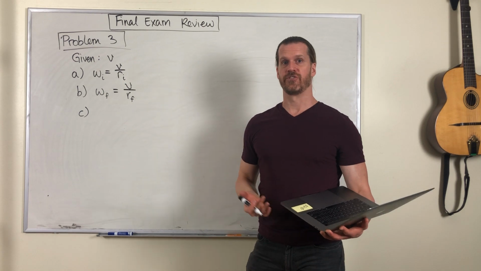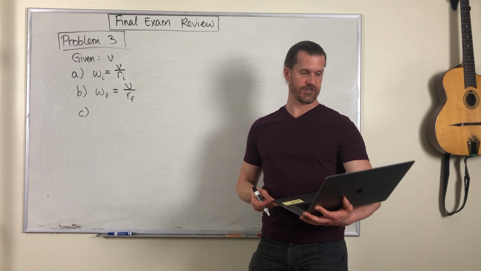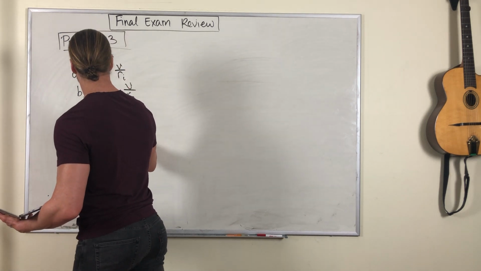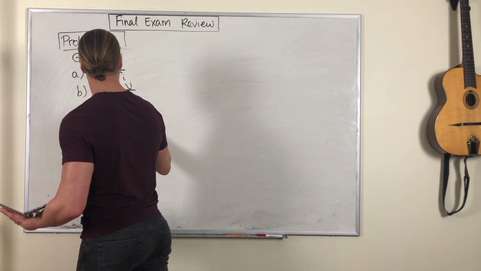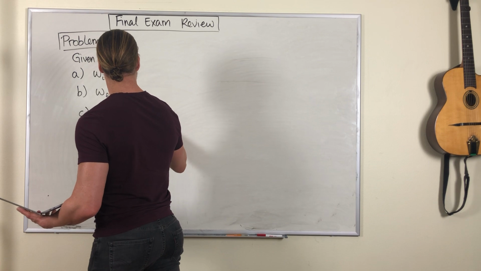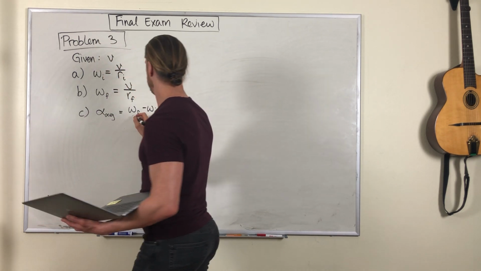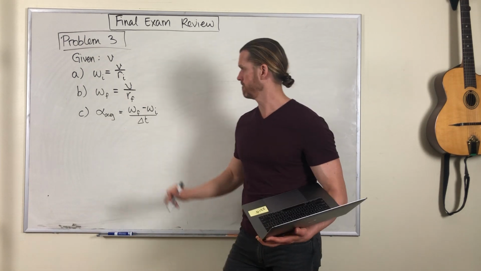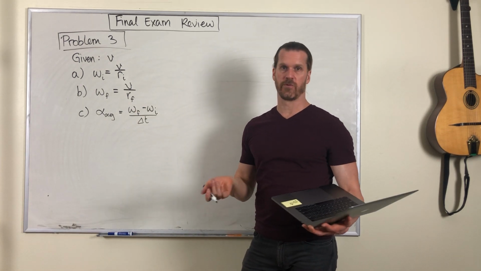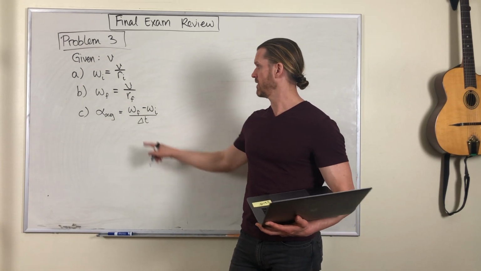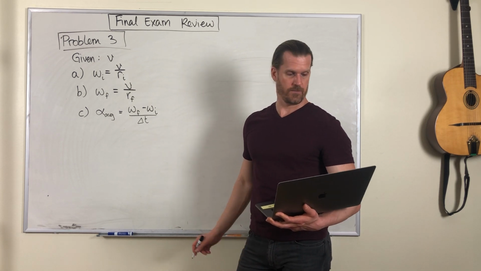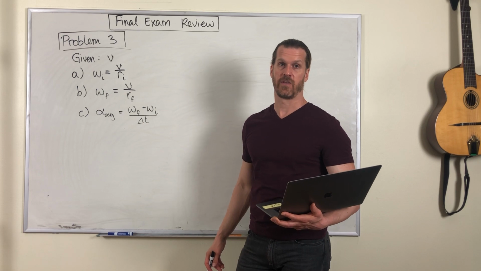So what's the average angular acceleration that the CD experiences? Well, angular acceleration is defined as the change in angular speed divided by time. We've just calculated both of those omegas in parts A and B, and you divide by time on the bottom. Just remember to put time in seconds.